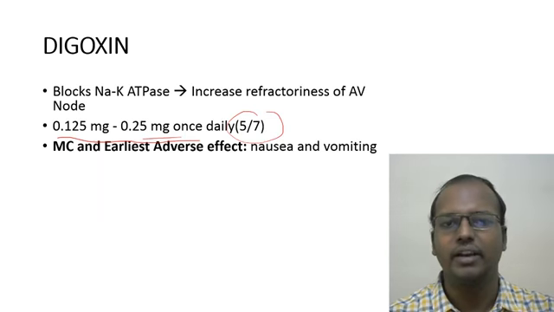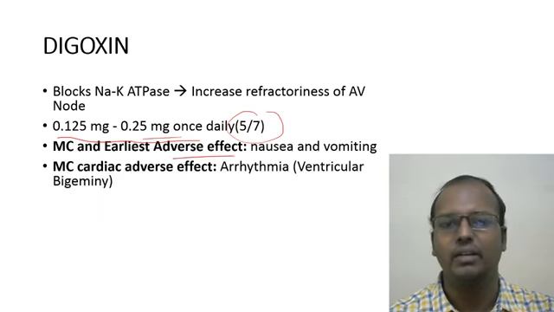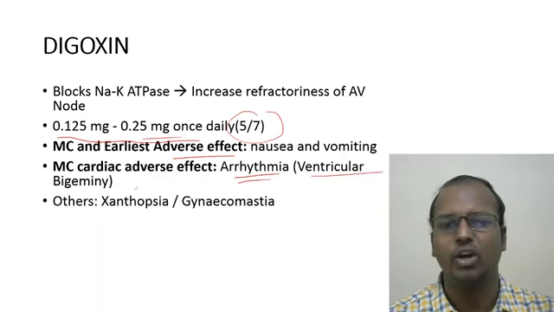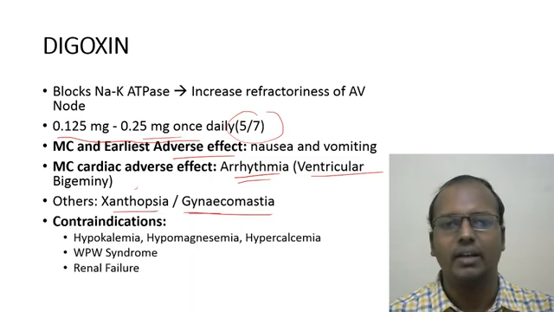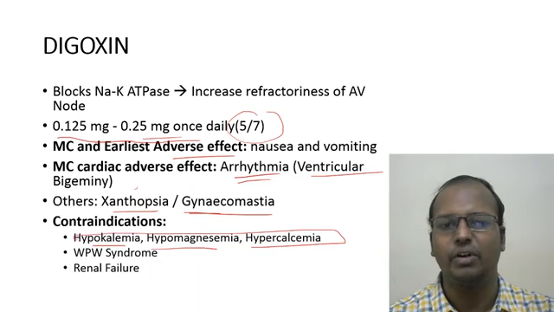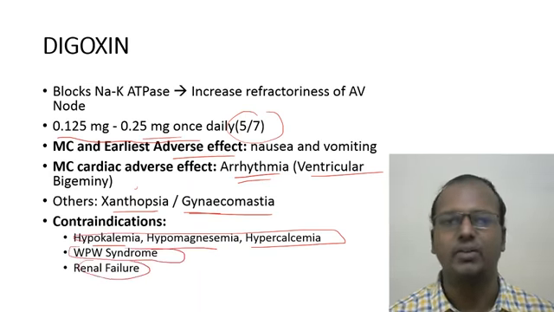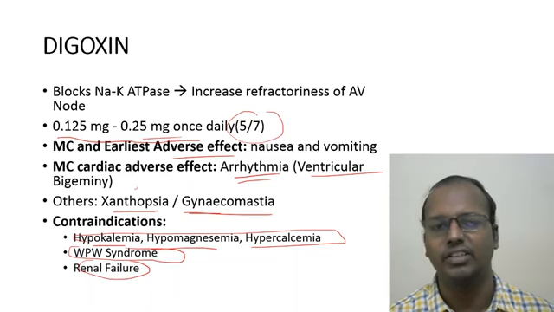Its most common earliest adverse effect is nausea and vomiting. And the most common cardiac adverse effect is arrhythmia, that is ventricular bigeminy, that is most common. Other adverse effects include xanthopsia, that is yellow vision, or gynecomastia. And what are the contraindications? Electrolyte abnormalities, especially hypokalemia, hypomagnesemia, and hypercalcemia. Very important. Also WPW syndrome and renal failure because it is renally excreted. So these are the contraindications for digoxin.